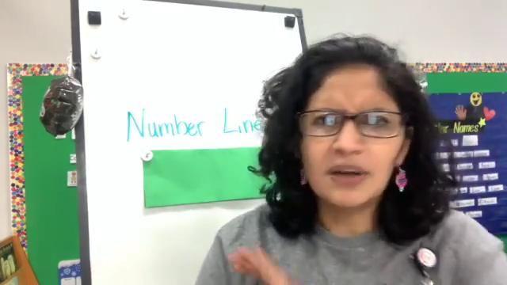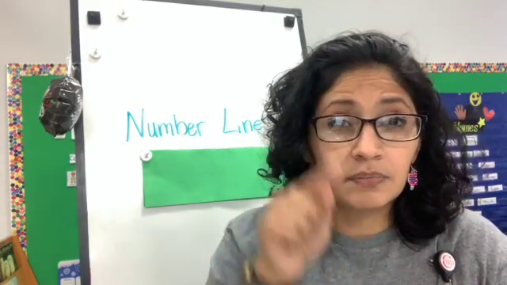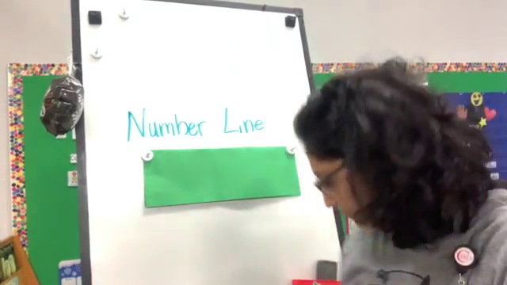But it doesn't just have numbers everywhere. No. We have to make sure we put them in order. And the way that we put them in order on a number line is each number line has little marks that tell us where to put the numbers. Let me show you what I mean.